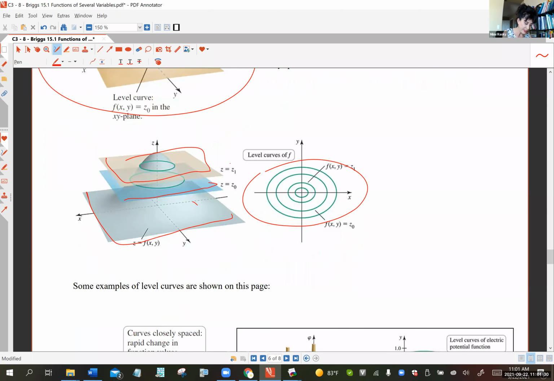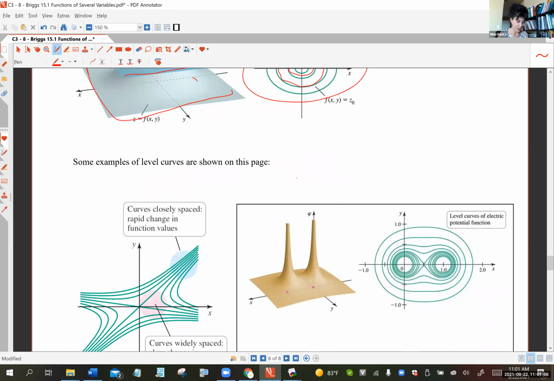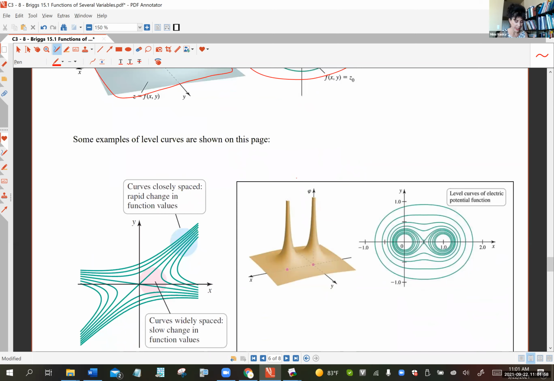So at this height, z equals z1, this circle here is shown right there. On the other hand, when the altitude's a little lower at z equals z naught, the trace as that plane is cutting through that mountain looks like it's kind of an ellipse now. You get the next curve, okay? And they're just showing you some more pictures here. This is kind of cool.